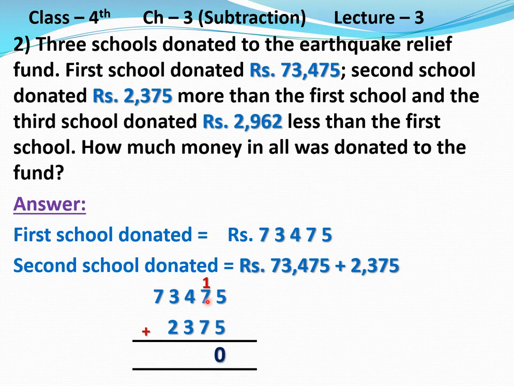1 plus 7, 8 plus 7, 15. Write 5 here and 1 carry. 1 plus 4, 5 plus 3, 8. Write 8 here. 3 plus 2, 5. Write 5 here and write 7 as it is. So second school donated equal to rupees 75,850. Clear?